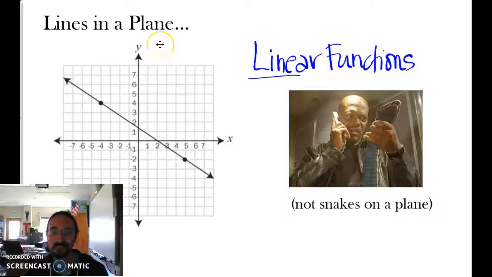All right, so lines in a plane, linear functions. Lines in a plane, not snakes on a plane. Okay, linear function. First of all, function means for every x coordinate, you have exactly one y coordinate. So that's the definition of a function, period, a one-to-one relationship of input to output.